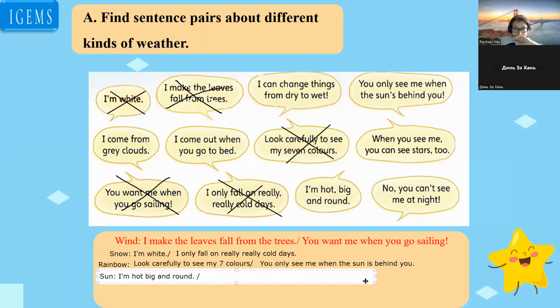I come out when you go to bed. No, when you go to sleep, is the sun in the sky? When you see me, you can see stars too. No, stars you see at night when it's dark. Do you see the sun at night? No. Okay, now what does this one say? No, you can't see me at night. Good, very good.